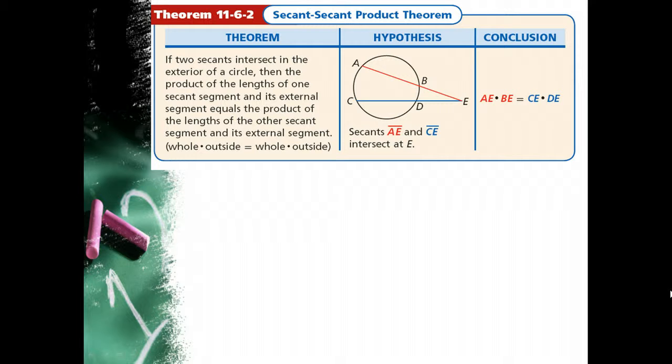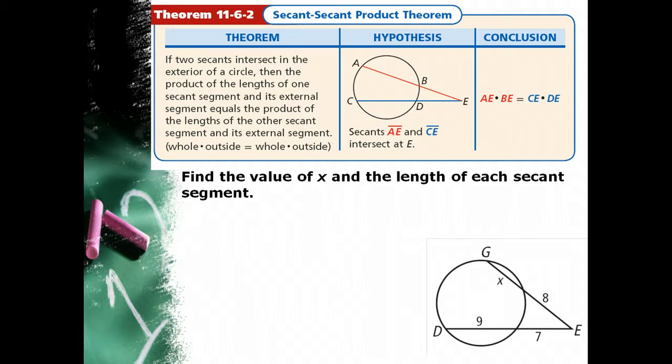This brings us to the secant-secant product theorem. And basically what this tells us, if we have two secants that intersect at the same point outside the circle, then the whole secant times the outside part of one is equal to the whole secant times the outside part of the other. So AE times BE equals CE times DE. And let's look at an example of that.